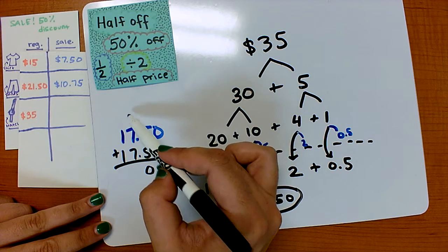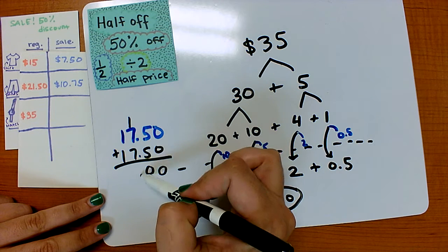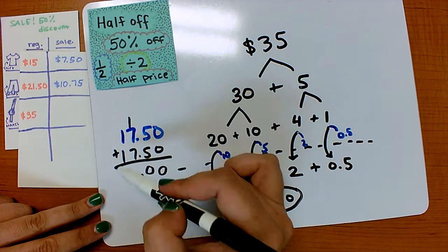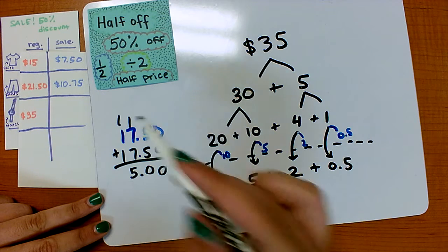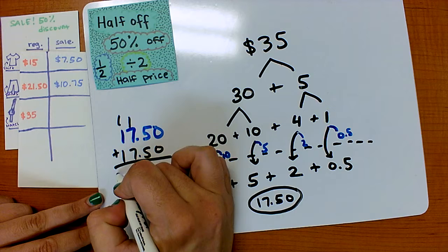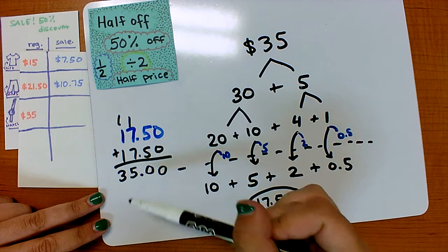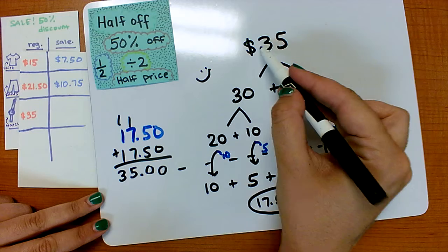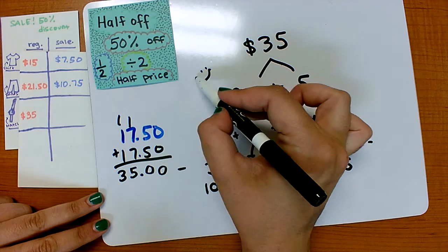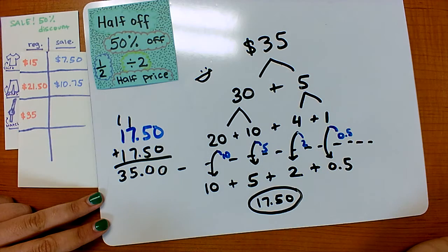You can just watch here. Don't mess around with the decimal point. Always line it up. 7 and 7 is 14. This is 15. Carry the 1. 1 plus 1 plus 1. 35.00. Yay! That's the same as 35 with no 0.00.